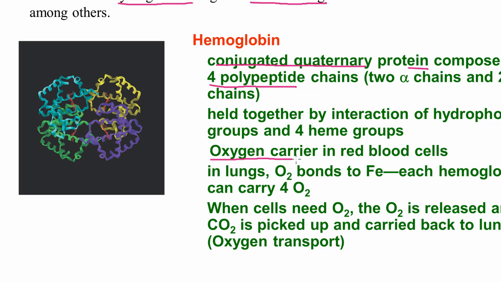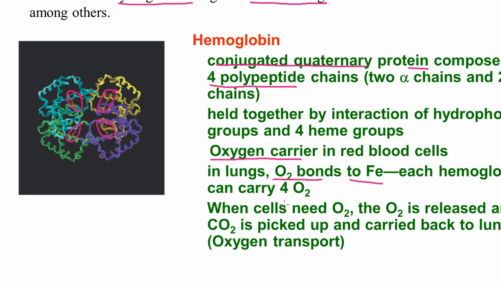So hemoglobin is an oxygen carrier in the red blood cells. In the lungs, oxygen bonds to iron. And each hemoglobin molecule can carry 4 oxygen molecules. So in red here, these are the heme units that are embedded in each of the protein chains. But the 4 protein chains are held together, again, by hydrophobic interactions.